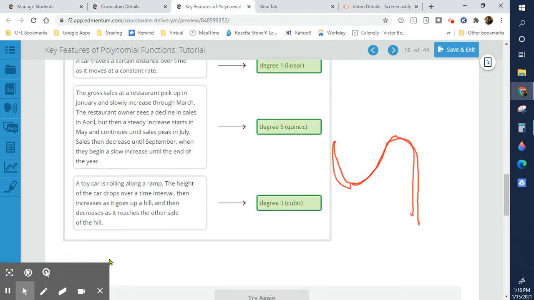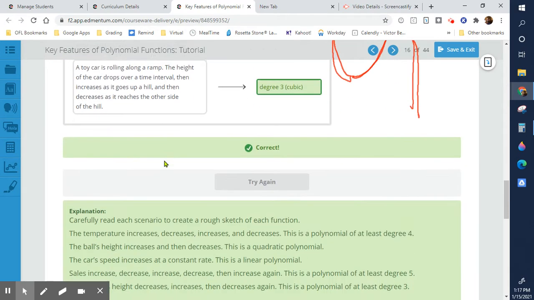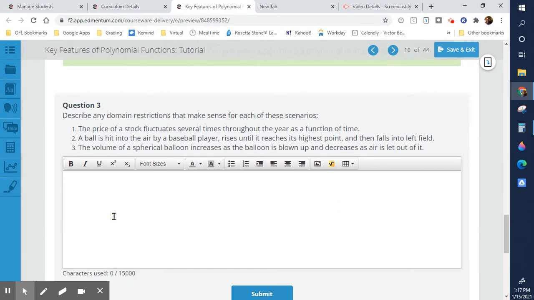All right, so let's see if I misinterpreted any of those. The hardest one I think was probably this one. Let's go a little bit more into this. Describe the restrictions that might make sense in these scenarios. The price of a stock fluctuates several times throughout the year.